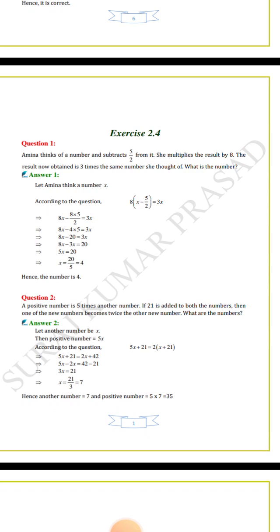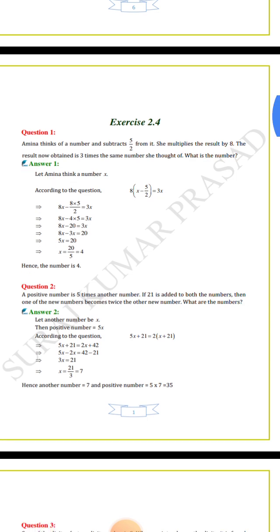Then 8x minus 4 into 5 is equal to 3x. So minus 4 into 5 we can get the answer as minus 20. Then we can write 8x minus 20 is equal to 3x. If we send 3x to the LHS and minus 20 to the RHS, we can get 8x minus 3x is equal to 20. So 5x is equal to 20.